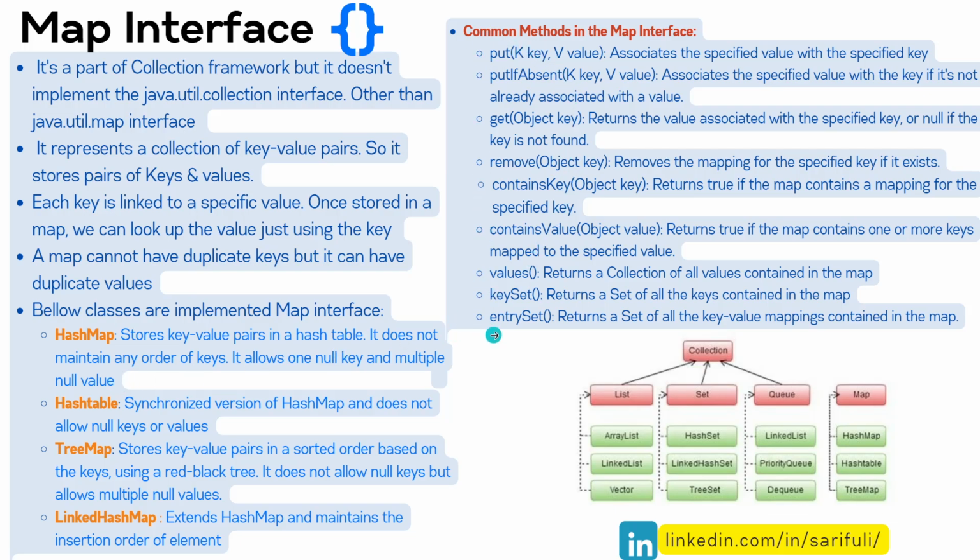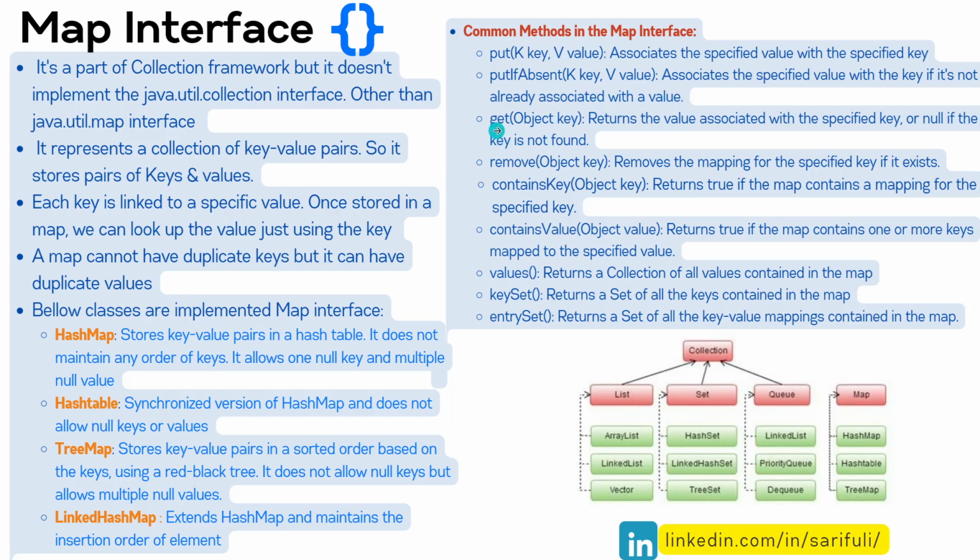Here are some of the common methods that we can use from the Map interface, like put. For the put method, you have to pass arguments for key and value. It associates the specified value with the specified key. So to add an element to your map collection, put will help you. Similarly, putIfAbsent associates the specified value with the key if it's not already associated with a value.